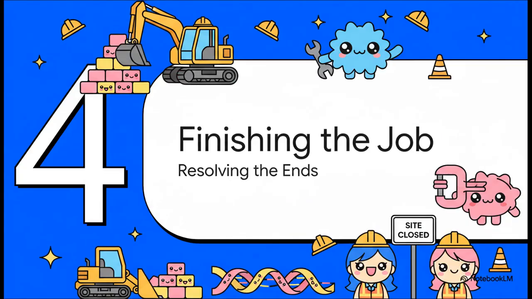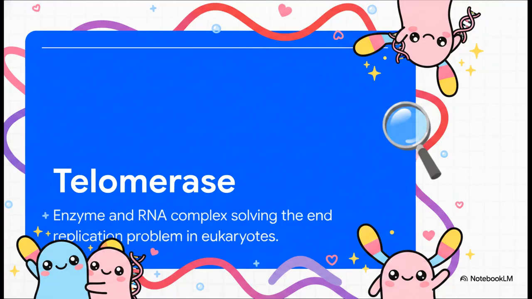Section 4. Finishing the job, resolving the ends. Once the main elongation phase wraps up, the construction crew has to shut down the site correctly. But in eukaryotic cells with linear DNA, there's a unique architectural flaw known as the end replication problem. Basically, the very tips of the chromosomes can't be completely copied by the standard machinery.